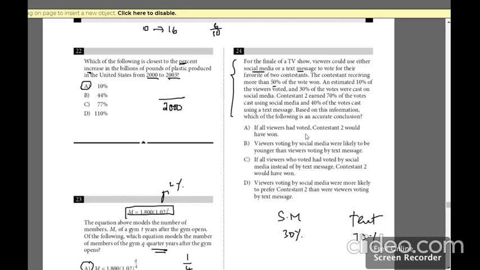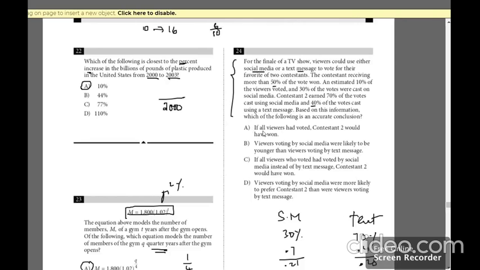So now the information is contestant 2 won 70%, that is 0.7, of votes using social media, and contestant 1 using text message is 40%, that is 0.4. So if you multiply this one, we are going to get 0.21 and here 0.28. So basically contestant 2, that is with the text, got more votes, 0.28.